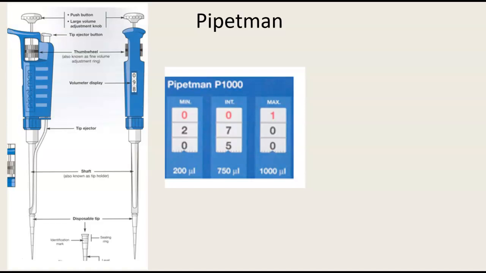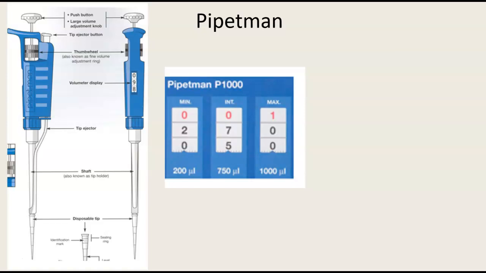And so the different readings on this that you see, the first digit is the digit in red that you see. The 0 or the 1 refers to that very first digit, which would be the ones, tens, hundreds, thousands place in that P1000. And so that second digit, if you think of it in terms of milliliters, is the first place after the decimal point.